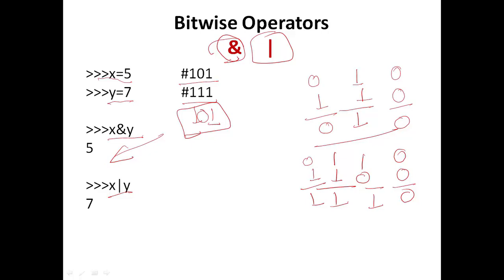So if we apply x bitwise OR y, we will get 1 and 1 as a 1, 0 and 1 as a 1, and 1 and 1 as a 1. So we are getting the answer 111, which is equivalent to 7. That's why the answer of x OR y is 7.